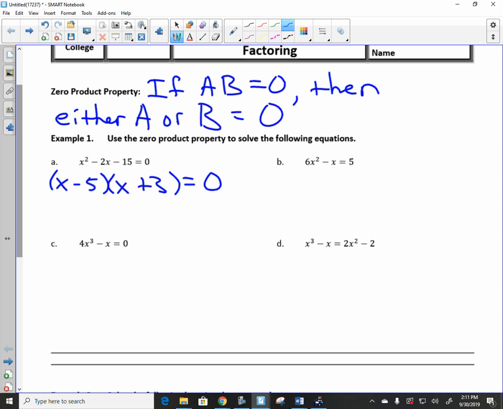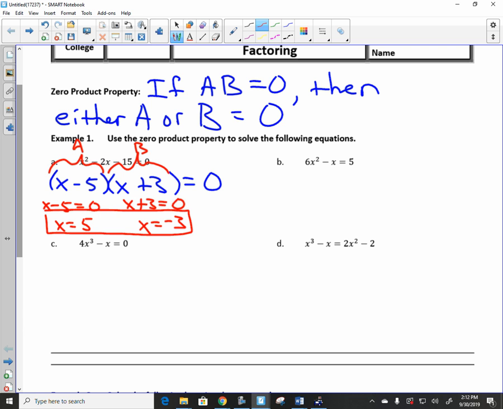So I'll only do this once for effect. This is A. This is B. So either A is 0 or B is 0. So x minus 5 equals 0. Add the 5, x is equal to 5. X plus 3 equals 0. Subtract the 3, x is negative 3. Those are our 2 solutions. We knew we were going to get 2 solutions because you saw the x squared right away.